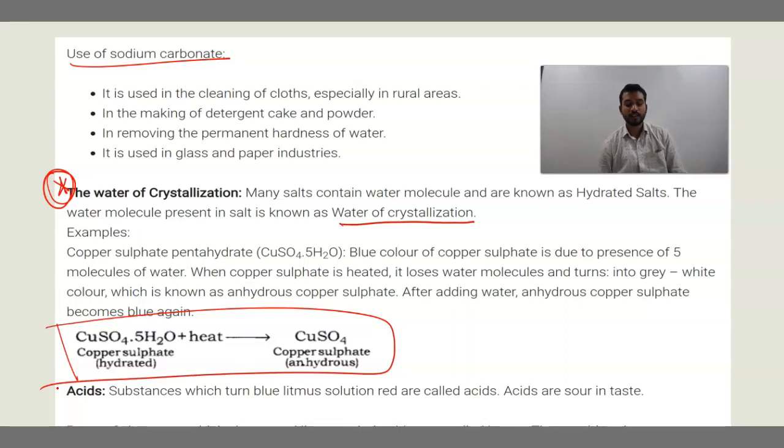So we know acids turn blue litmus to red, they are called acids. Bases are the substances which turn red litmus to blue. Acids are sour in taste and bases are bitter in taste.